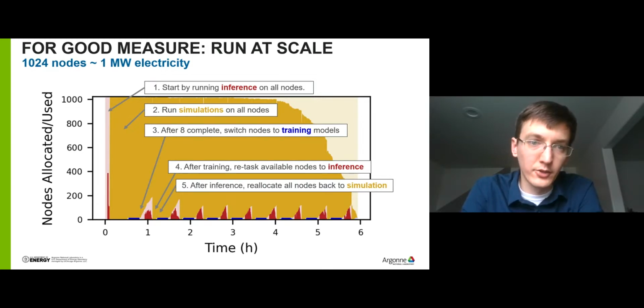I then dedicated all 1,000 nodes to simulation, and then periodically retrained my model given those outputs of simulations, used those updated models to rerun inference, and then once that was completed, went back to running only simulation for a short time. And this complex application actually allowed us to find molecules very efficiently.